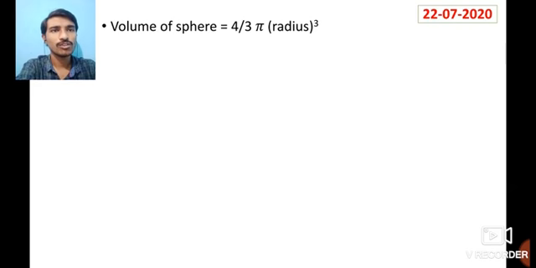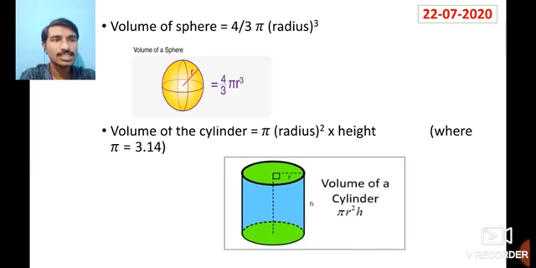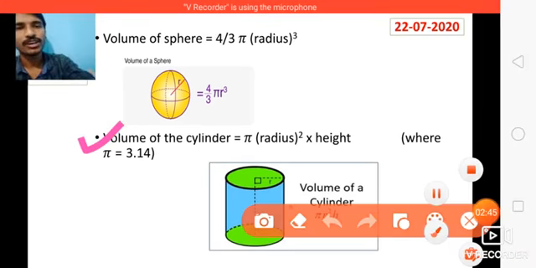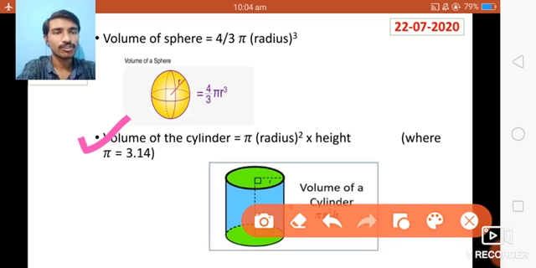To find the volume of a sphere, we have a formula that is equal to 4 by 3 pi r cube. r is nothing but the radius here. This is one more formula you have to remember to find the volume of the sphere. At last we have the volume of a cylinder. Volume of a cylinder is equal to pi r square h. Here r is nothing but the radius, h is nothing but the height.